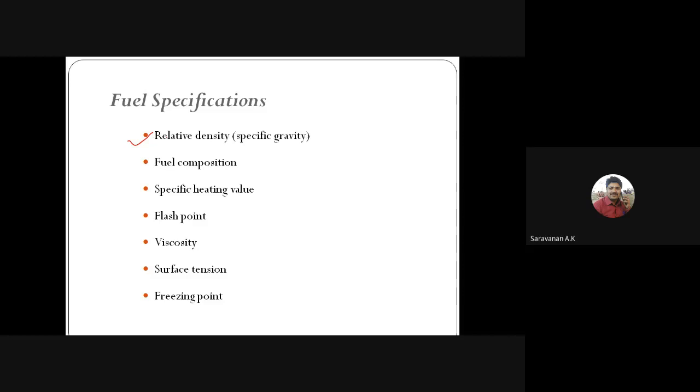So generally, what is the specific gravity? Specific gravity is the ratio between the densities. So the density of the fuel or density of the fluid, either gas or liquid, that is the density of the particular working substance divided by the density of the standard. The standard is water, right? For water, we can take a density of 1000 kg per meter cube, at a temperature of 4 degrees Celsius.